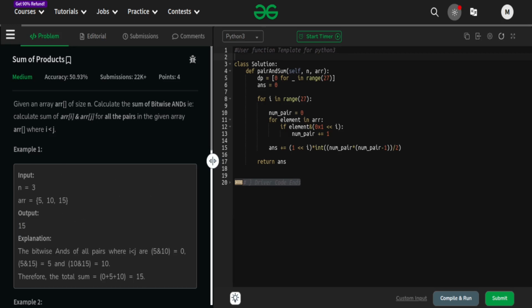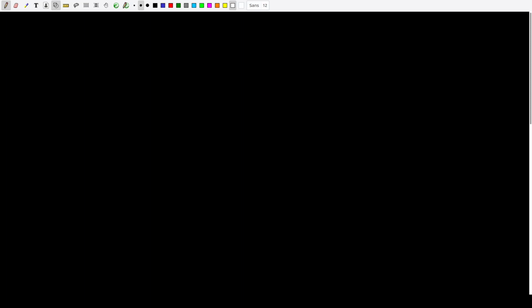So that's about the problem statement, folks. Now let us go ahead and discuss the solution of this problem. Let us first look at the brute force solution. In order to discuss the brute force solution, let us take an example where n equals 3 and the elements of the array are 10, 15 and 20.